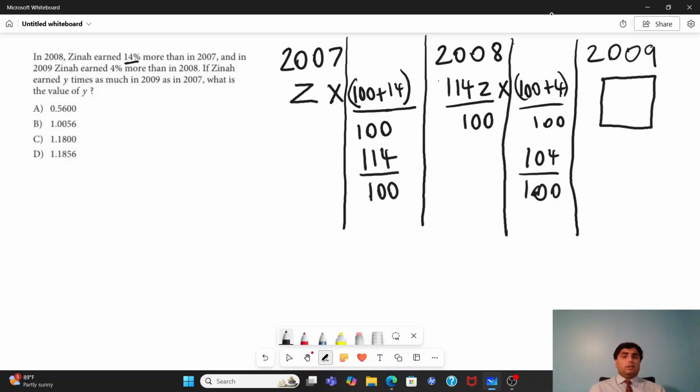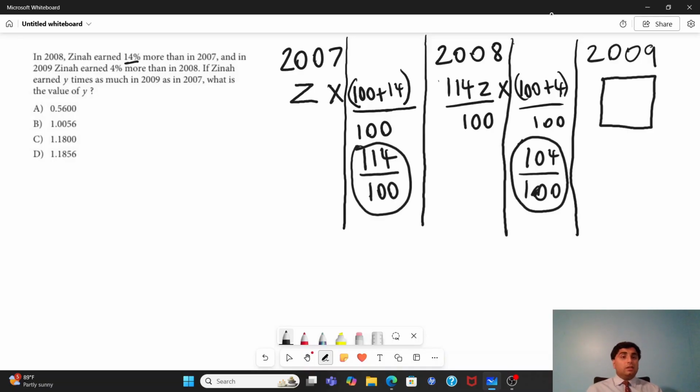Now, the amount earned in 2008 was multiplied by 114 over 100, so I'm going to circle that. I'm also going to circle this fraction, because the amount earned in 2009 was 104 divided by 100 multiplied by the amount earned in 2008. So I'm going to circle these two fractions, 114 over 100 and 104 over 100, because Z multiplied by 114 over 100 multiplied by 104 divided by 100 was equal to the final amount earned in 2009.